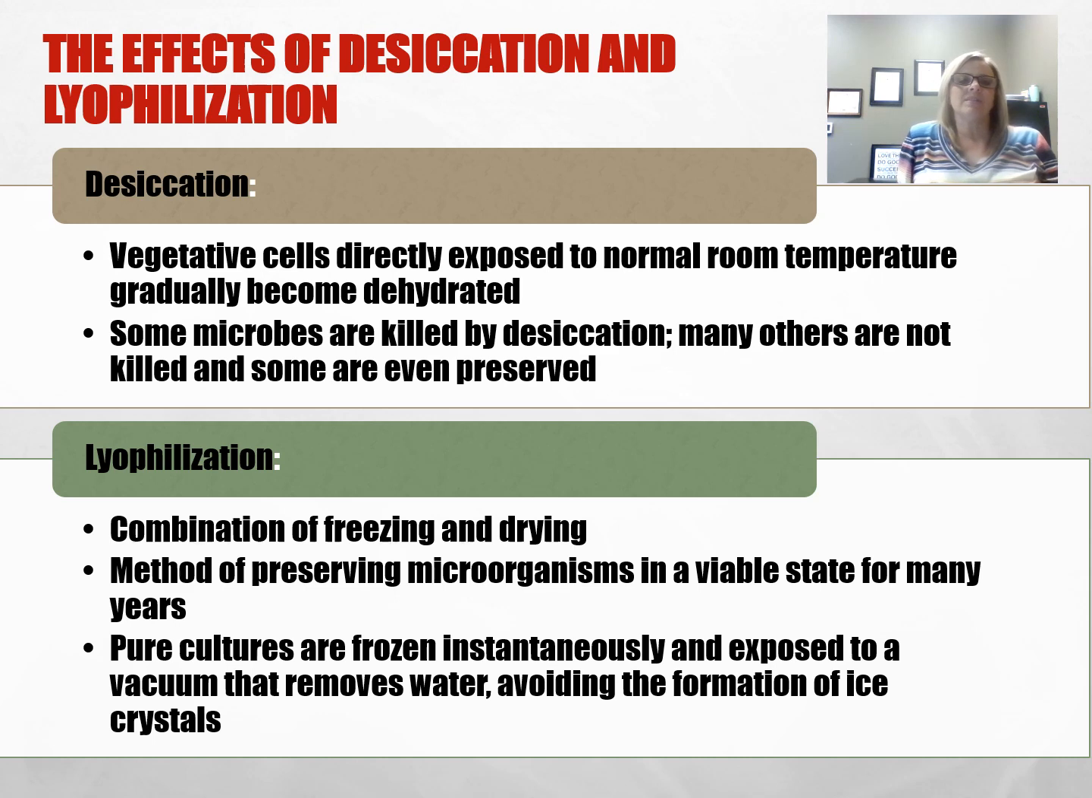Two more methods here, desiccation and lyophilization. Desiccation means drying out. This is where vegetative cells are going to be exposed to normal room temperature and become dehydrated. This happens a lot. Every year at the beginning of the year in micro, I get new bacteria samples. I put them out on plates and I grow them and I put them in the drawer. By the end of the semester, and definitely by the end of the year, they have dried out completely. Some microbes are killed by desiccation, but not all. Some sometimes are even preserved, okay?